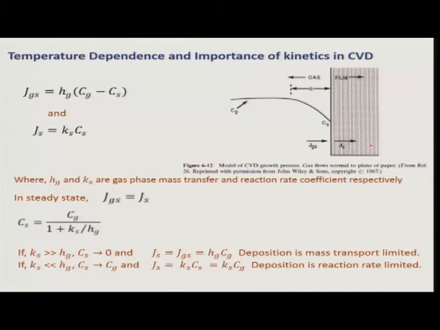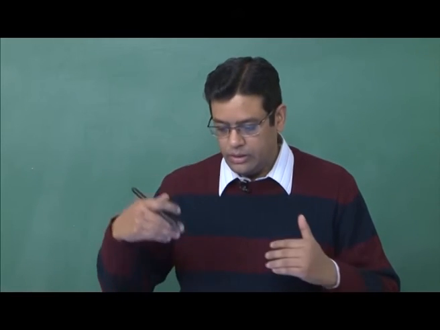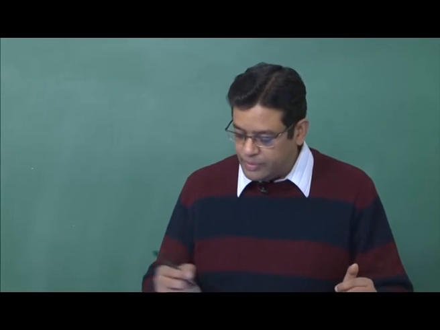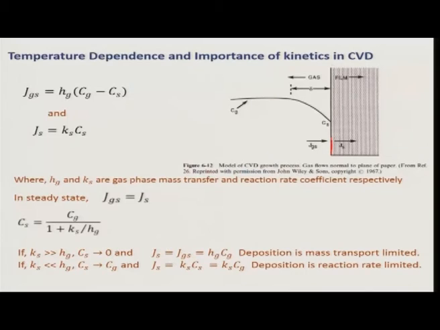Now, let us have a look at how this also depends on the temperature, because we had said in the previous slide that if the reaction rate is slow, then you will have more uniformity. Now, let us look at how the temperature dependence helps in thickness uniformity. So, in this picture, my substrate is vertical like this, and this is my film deposition. So, this is formation of film.